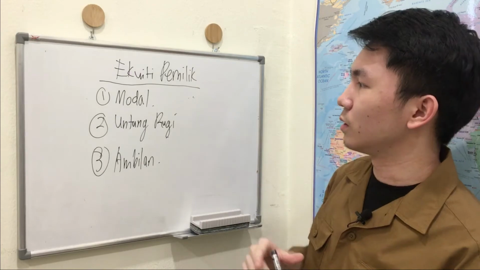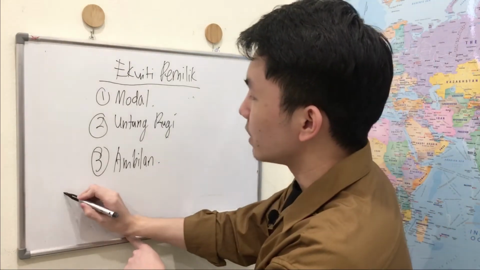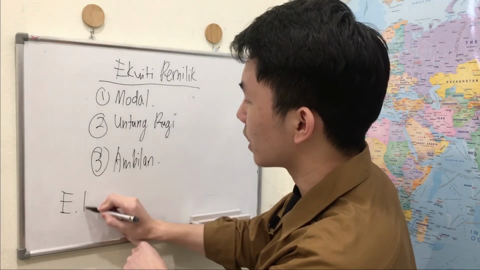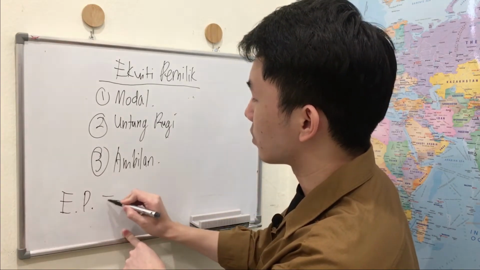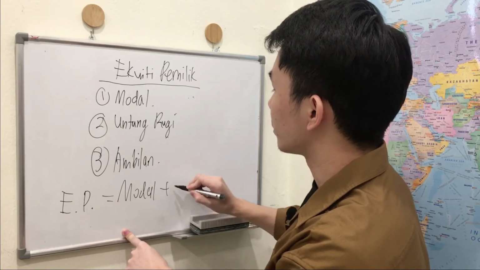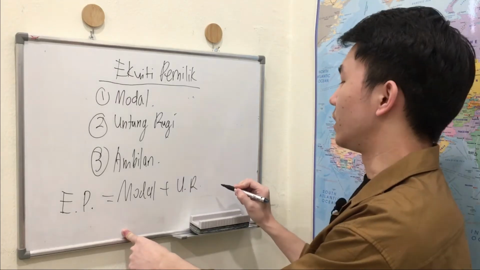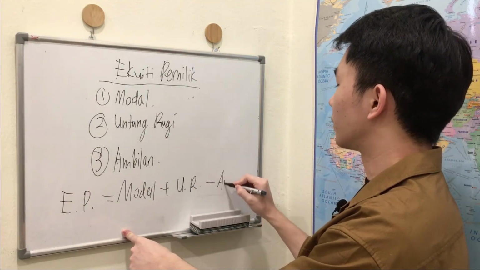Alright, so there's a formula for this. Equity pemilik, EP, shortcut, is equal to modal plus untung rugi, UR, and then we minus our ambilan.